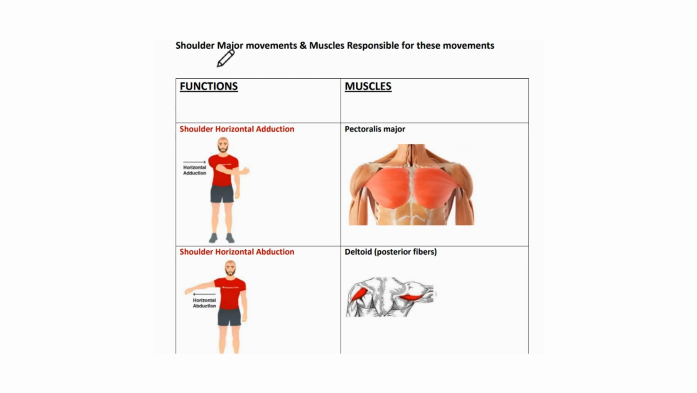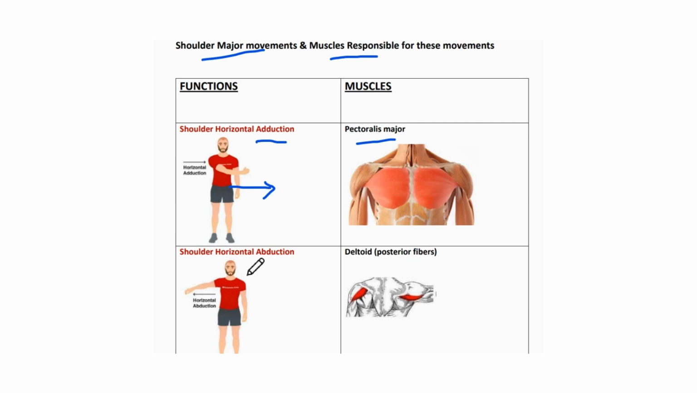In this video, I'm going to discuss shoulder major movements and muscles responsible for these movements. Starting with the shoulder horizontal adduction, as this movement is being performed in horizontal plane, that's why we are calling it horizontal adduction. It will be performed by that major muscle which is present on the anterior aspect.